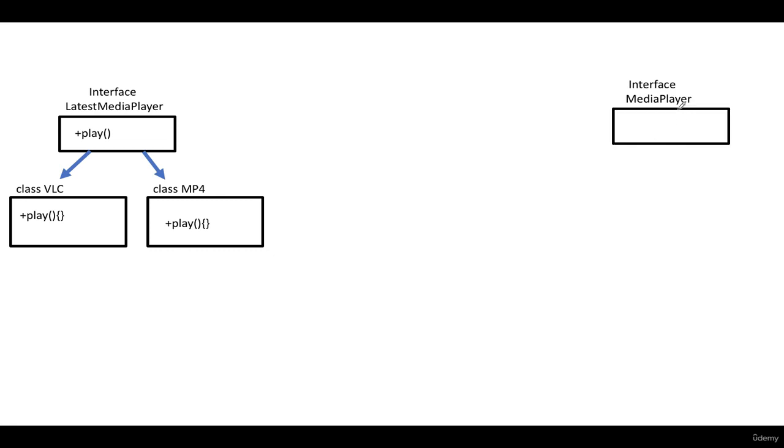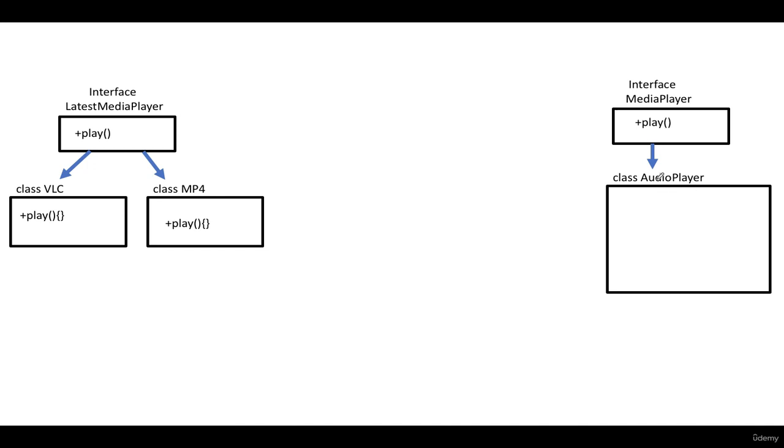And now this is my media player interface and this is my class which is audio player. So we have the method play here in the media player interface, and of course this audio player class will implement the play method. So basically this audio player will play the audio files and this VLC will play the VLC files and MP4 will play the MP4 files.